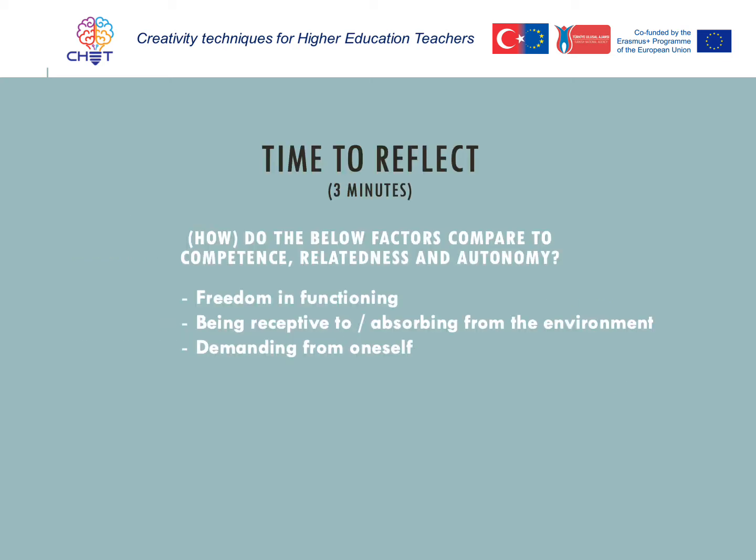And now I would like you to compare these three important factors with the factors of the self-determination theory that we talked about earlier. Are they comparable in any way? And remember that competence, relatedness, and autonomy are the factors that are important for being motivated in general, whereas freedom in functioning, being receptive to and absorbing from the environment, as well as demanding something from oneself, relates specifically to engineering students' motivation for being creative. I'll let you know when the 3 minutes are up.